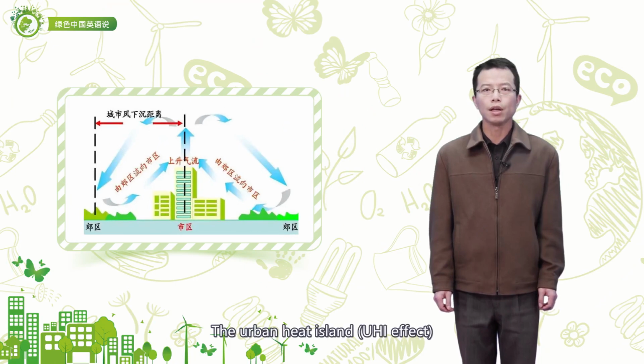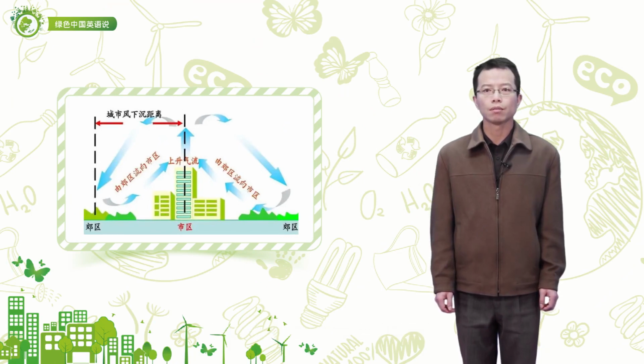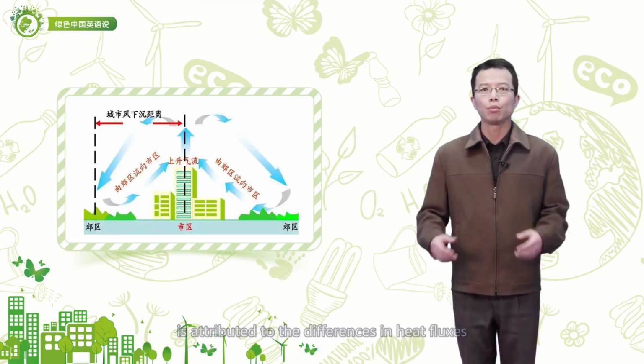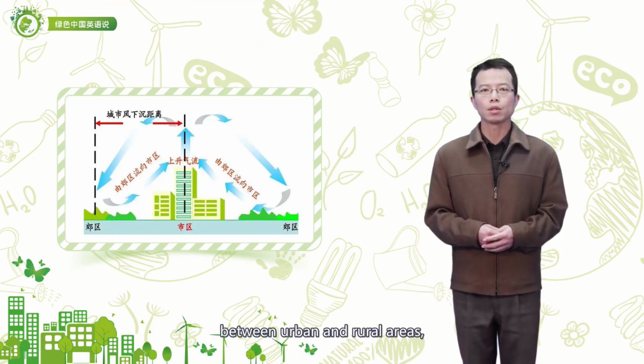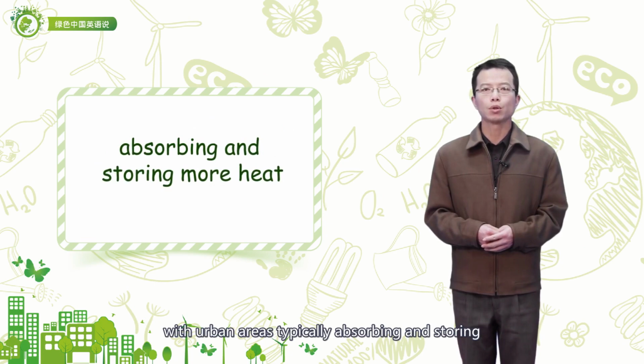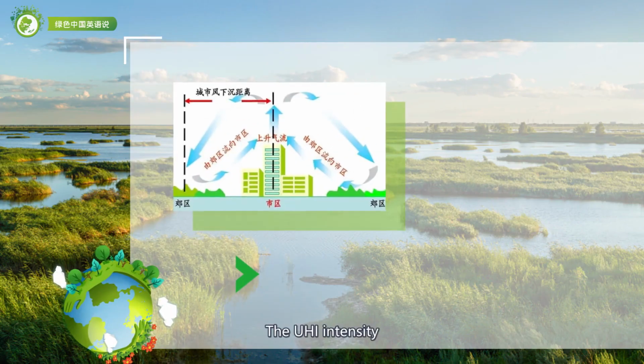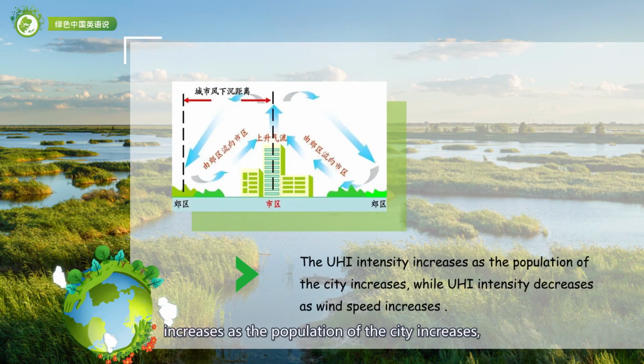The urban heat island (UHI) effect is attributed to the differences in heat fluxes between urban and rural areas, with urban areas typically absorbing and storing more sensible heat than rural areas. The UHI intensity increases as the population of the city increases, while UHI intensity decreases as wind speed increases. These have been confirmed by more recent studies as well.